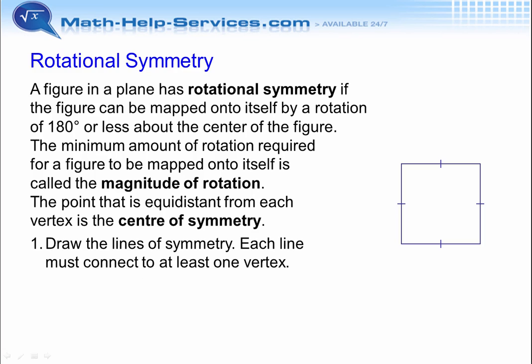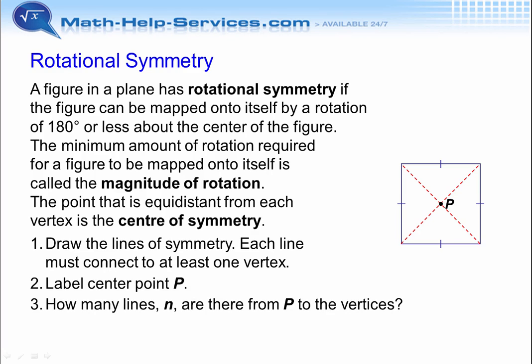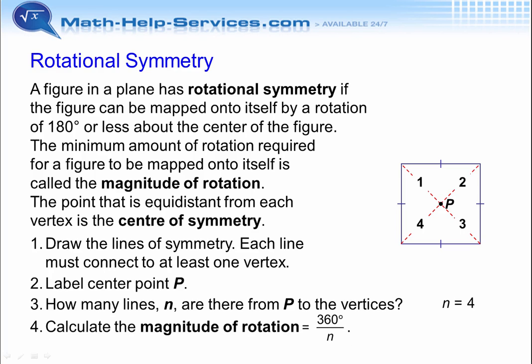First, draw the lines of symmetry. Each line must connect to at least one vertex. Lines of symmetry were discussed in depth in a previous lesson. For example, we have two lines here. Now label the center point P. How many lines, n, are there from P to the vertices? Well, here's 1, 2, 3, and 4. So n, in this case, equals 4.